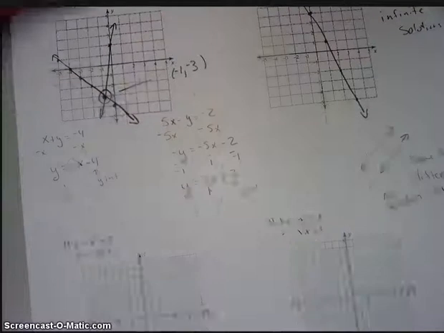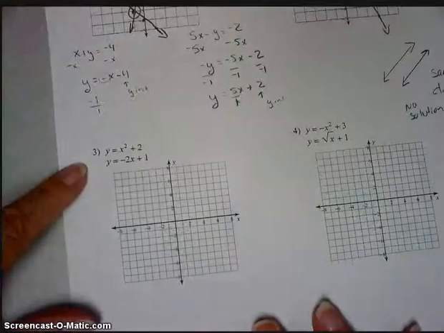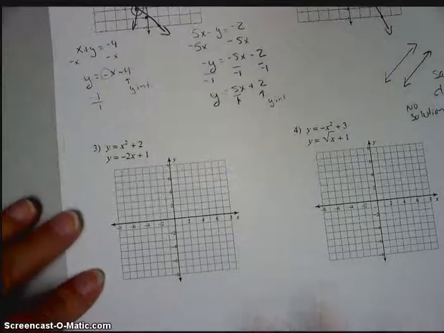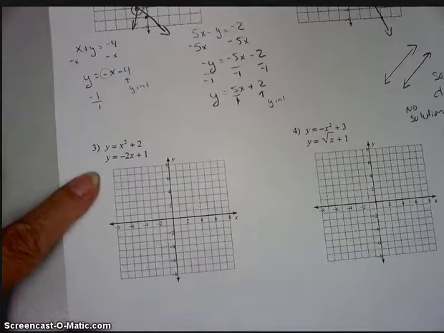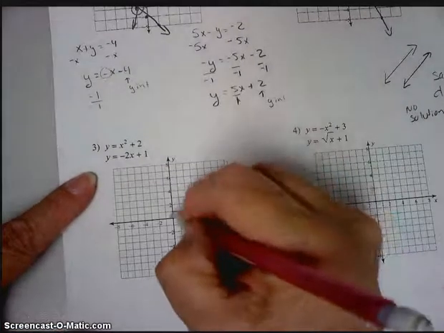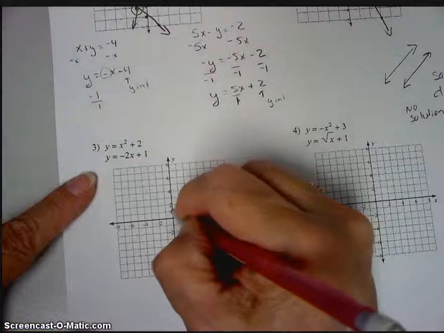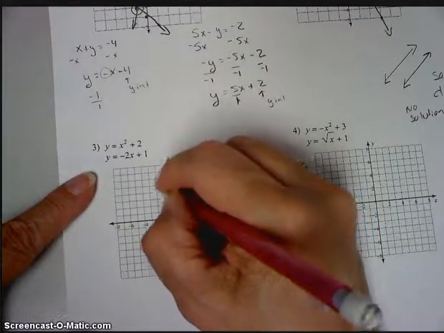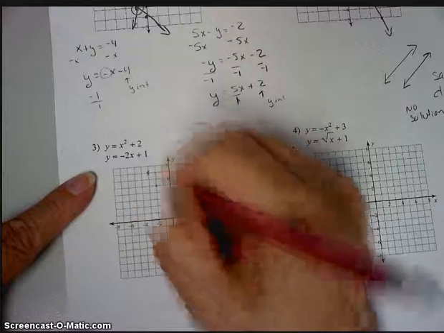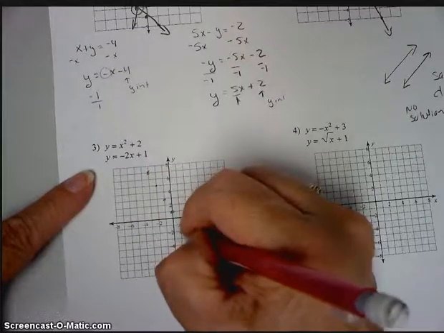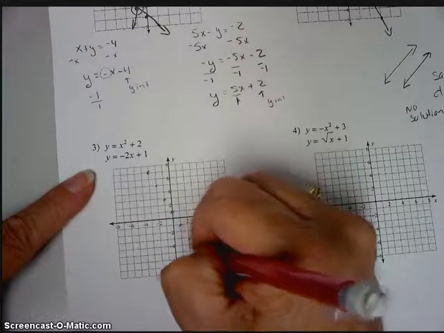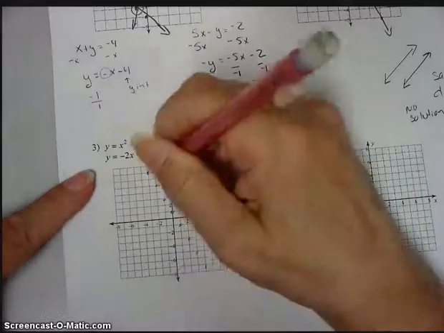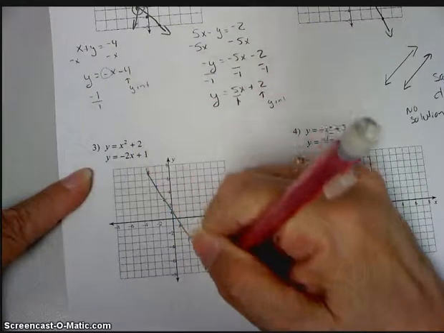Alright, so here we have a quadratic equation and a linear equation. So I'm going to go ahead and graph my linear equation because it's in y equals mx plus b. My y-intercept is positive 1. My slope is negative 2 over 1. I go up 2 over 1, up 2 over 1, up 2 over 1, down 2 over 1, down 2 over 1. Graph the line. Okay, so I have my line here.